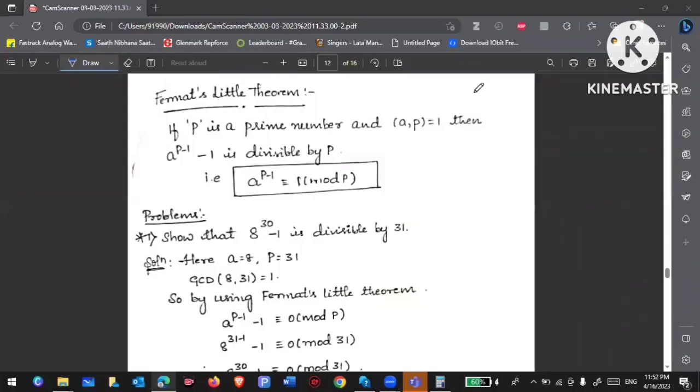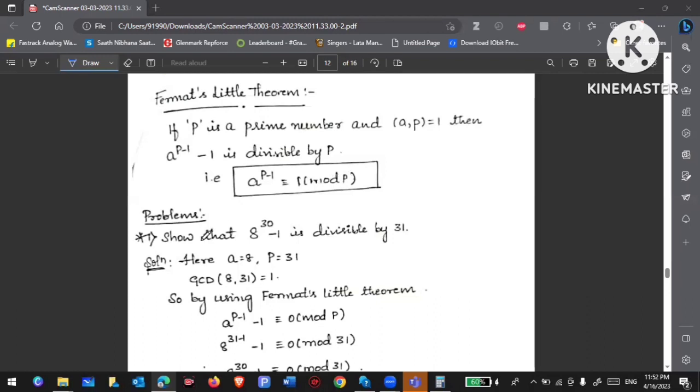Next topic is Fermat's little theorem. This theorem says for two numbers, a is any number and p is a prime number, the GCD between them is 1. That means both are relatively prime to each other. Then a power p minus 1 is divisible by p. That is, a power p minus 1 congruent to 1 mod p.